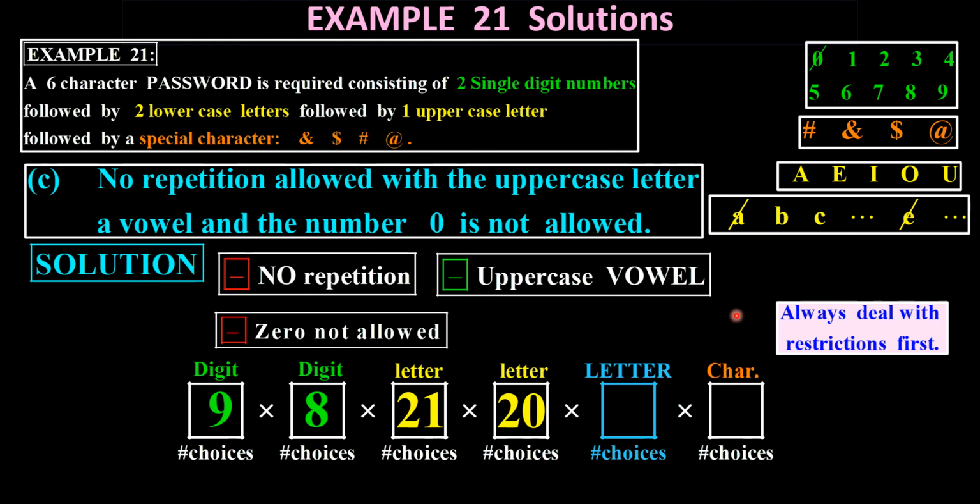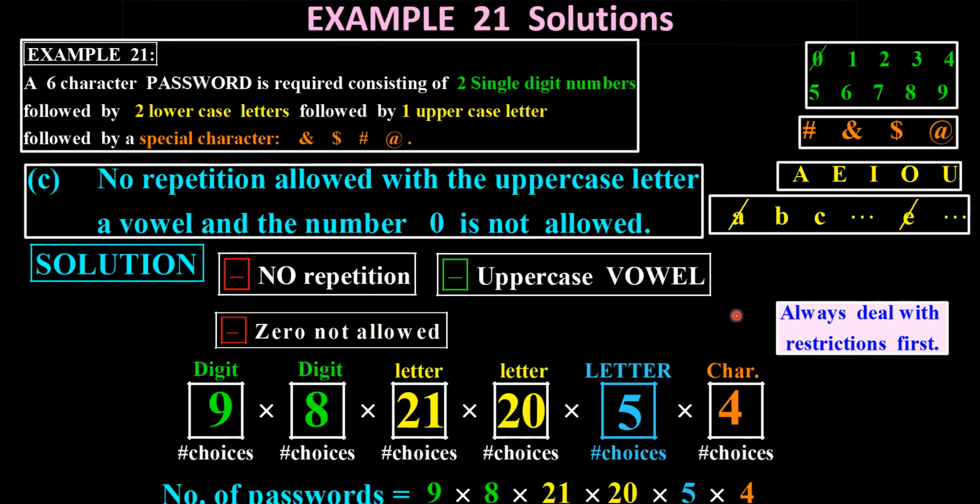Now they say the uppercase letter must be selected from the vowels. So how many do we have? We have 5, and the characters here can be any of the 4. So to find the total number of passwords made with those restrictions would be 9 times 8 times 21 times 20 times 5 times 4. I'm sure you'll need a calculator for that. If we calculate that, that's 604,800.